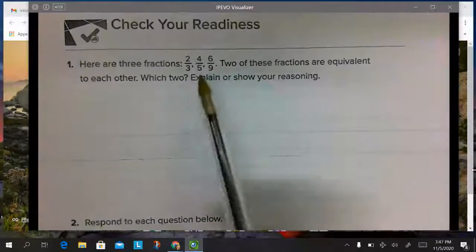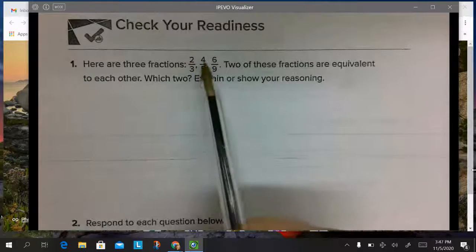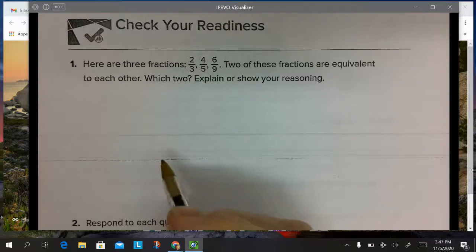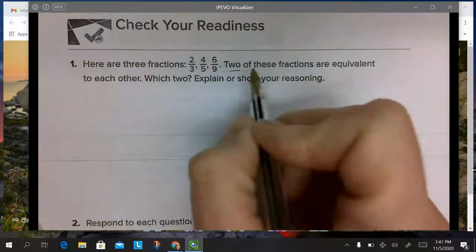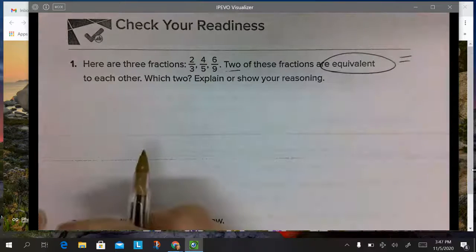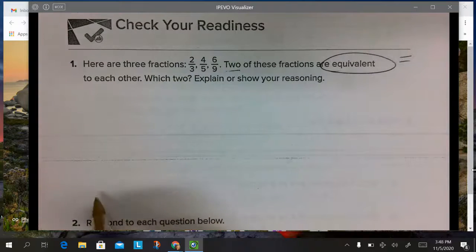All right, number 1 says here are 3 fractions. You have 2/3, 4/5, and 6/9. It says 2 of these fractions are equivalent. So 2 of these fractions are equivalent. And remember, equivalent means equal. All right, and it says which 2?